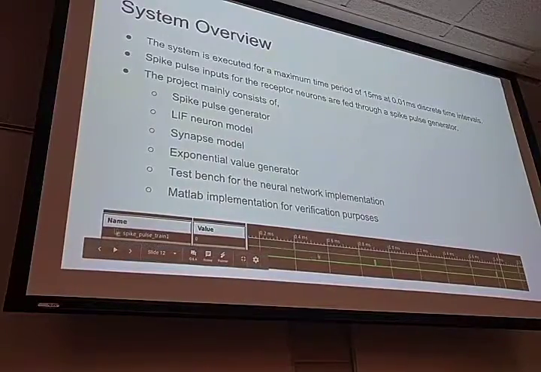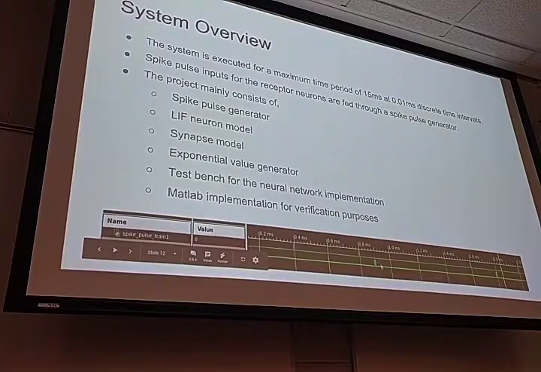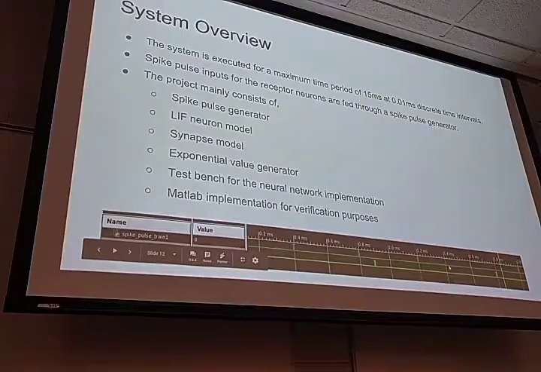This screenshot is taken from the spike pulse generator, where you can see there are two spike trains that the generator is generating. The first one is emitting spikes with a time period of 0.4 milliseconds, whereas the other one emits spikes at a time period of 0.9 milliseconds.